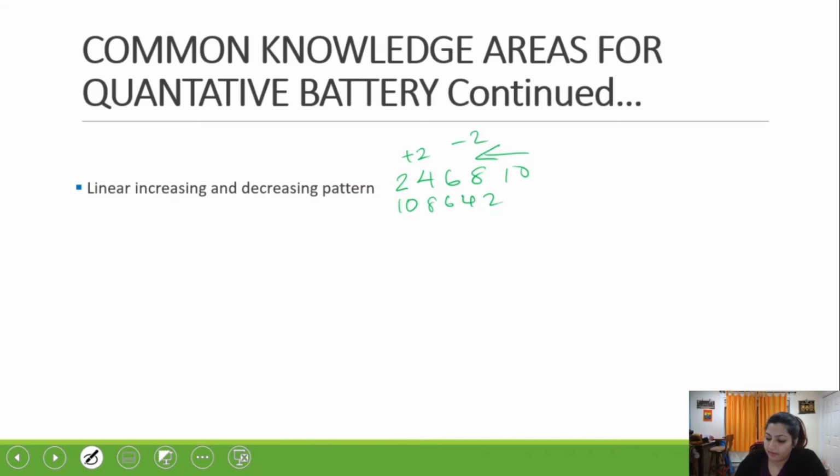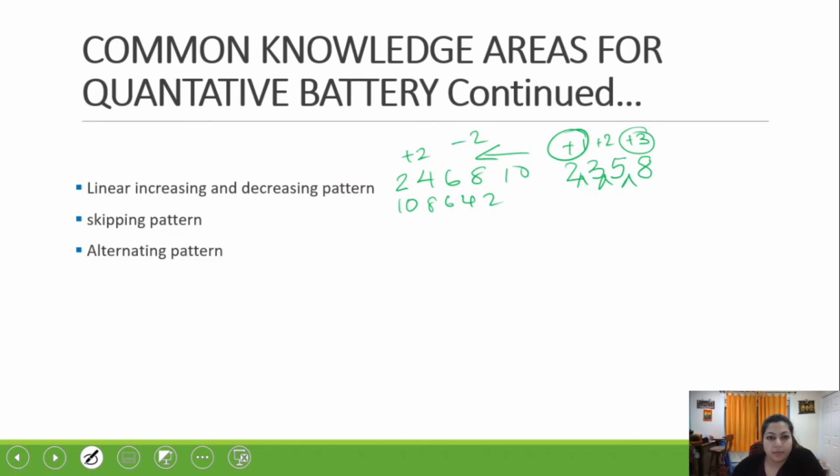And other ways, sometimes hop, like 2, and then 3, then 5, then 8. So plus 1, plus 2, plus 3. See the gaps? This is another series. Skipping pattern. Skipping pattern is mostly skip counting. So I kind of showed you here. It's kind of two things happening at the same time. They're skip counting, and at the same time they are increasing or decreasing.